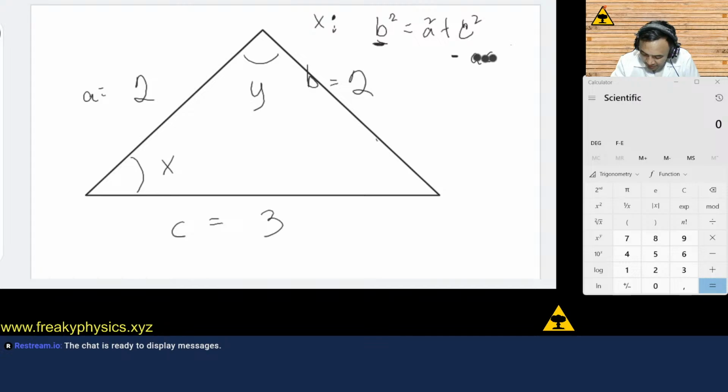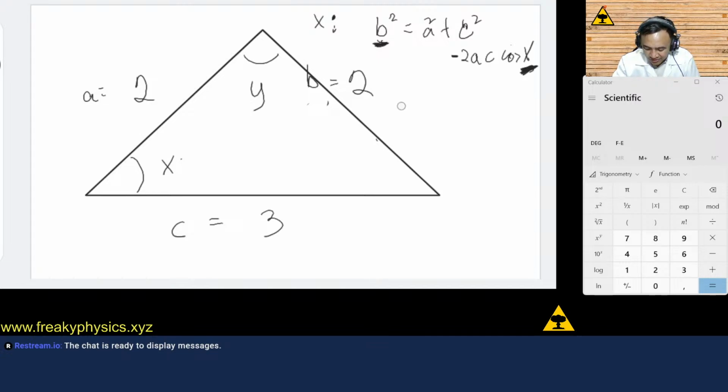Then what do we put here? 2AC cosine of x, right? Now this side B and this angle x are always opposite each other. That's what you always think: they're always opposite each other. And then you always set it up as a squared plus c squared minus 2ac cosine x in this case.